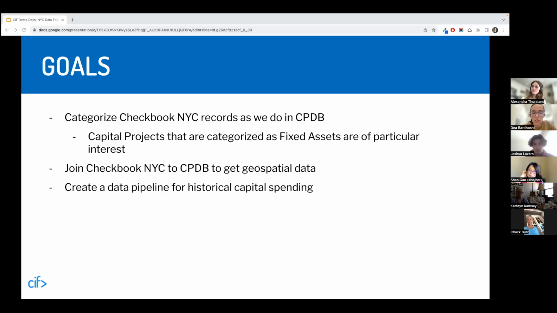So secondly, we want to take the historical liquidation information from Checkbook NYC and use CPDB to add as much geospatial information as possible. And then finally, we want to take the initial exploratory results of our work and use them to construct a full-fledged reproducible data pipeline.